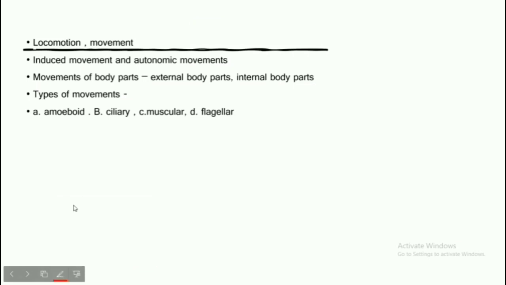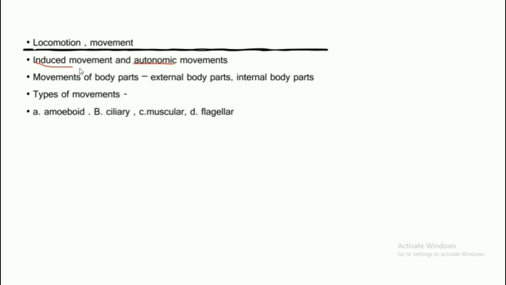Okay. Now, locomotion. Basically, locomotion is the movement of an individual from one place to another. What is movement? Movement can be of any body part. Okay, if we displace our hand from one position to another position, that is called movement. Okay, now see here, there are two types of movements. One is the induced movement and the other is autonomic movement.